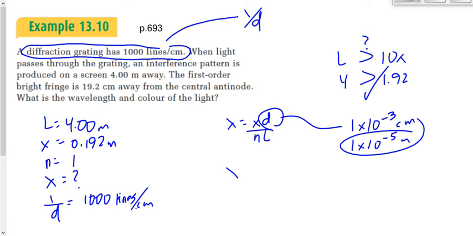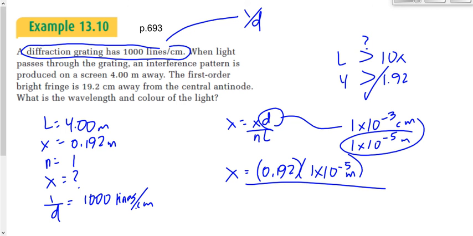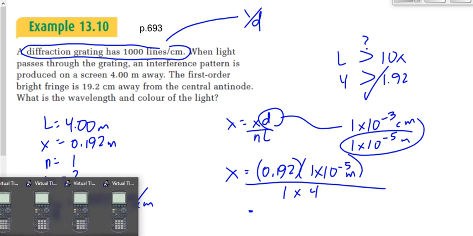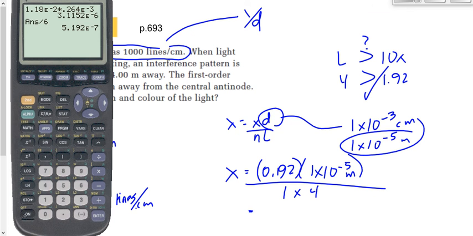All right, now it's just like the other ones, right? X is 0.192. D is 1 times 10 to the minus 5 meters. N is 1, and L is 4. Let's do our thing here. 0.192 times 1 times 10 to the minus 5 divided by 4. 4.8 times 10 to the minus 7.